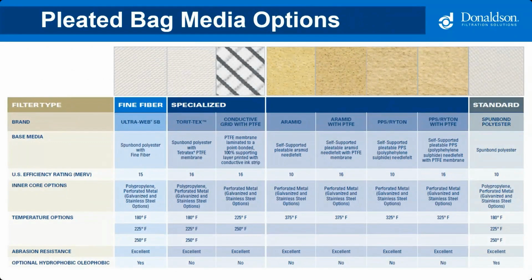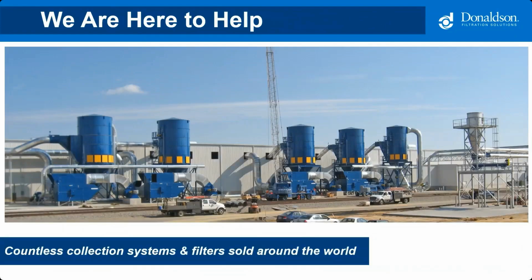And like any fabric, the pleated bags come in a lot of different options, varying on the temperature and the gas stream. But typically, the most common used in your industry is going to be a simple spun bond polyester, and or sometimes we can put an oleophobic finish on it, or we might even put some ultra web on it as well.